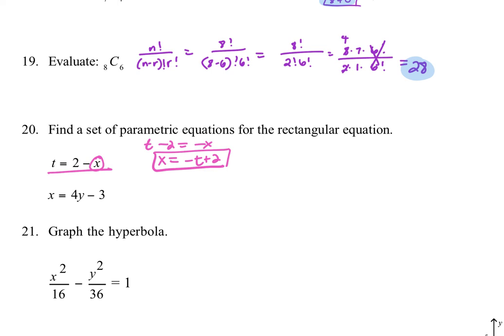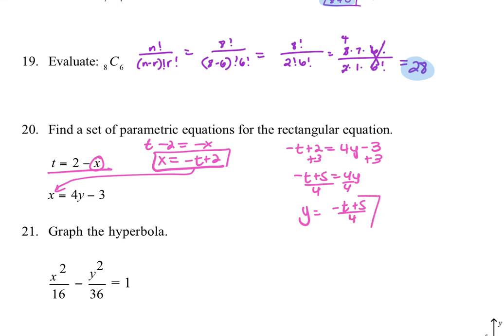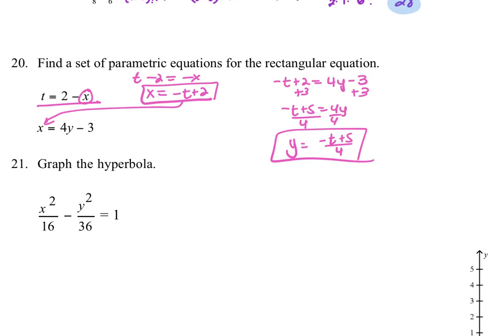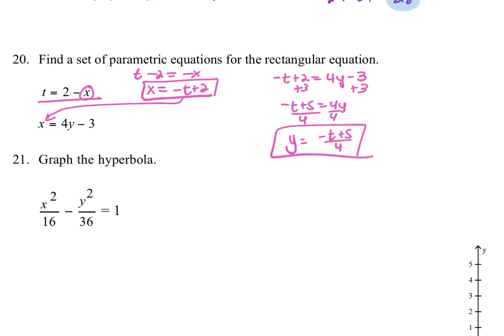Then I'm going to take what x equals and plug it in place of, not the y, but the x. So I'd get negative t plus 2 equals 4y minus 3, and then I need to solve for y. I'm going to add the 3 and then divide by 4. So y equals negative t plus 5 over 4, or you could separate it out into negative t over 4 plus 5/4. Both of those equations are your answers.